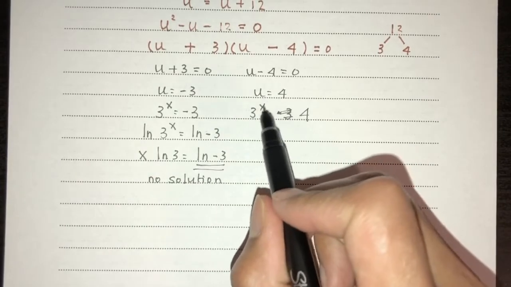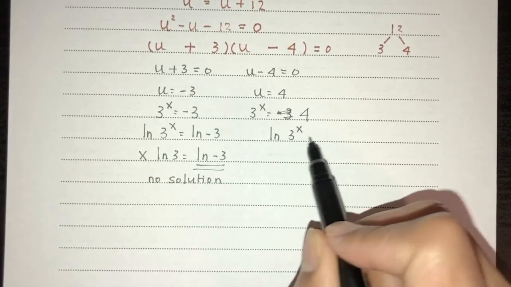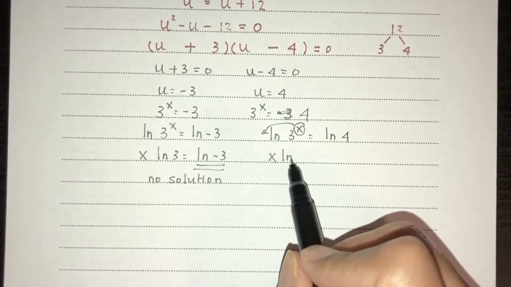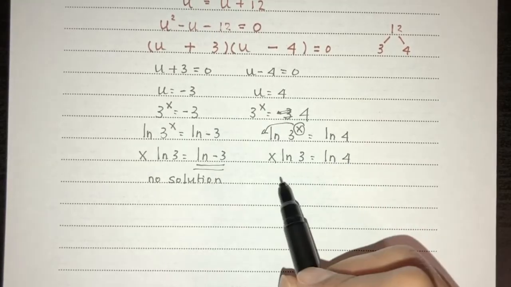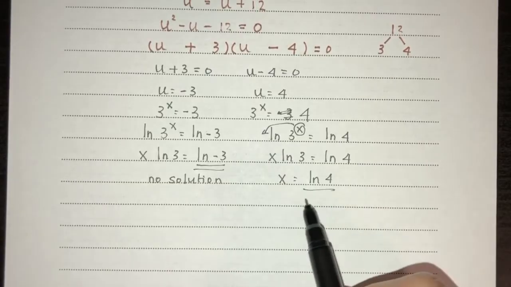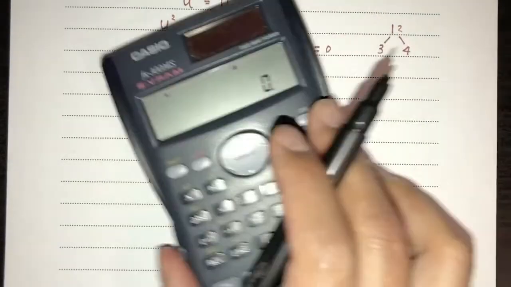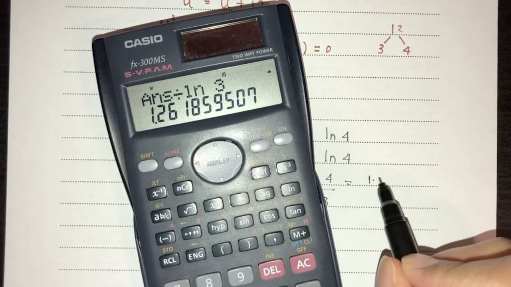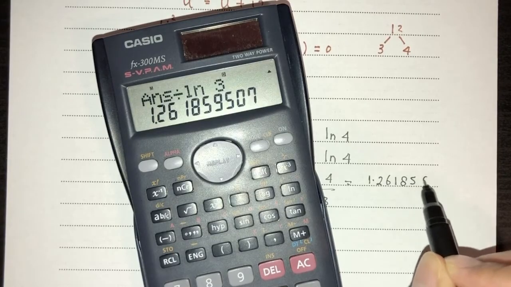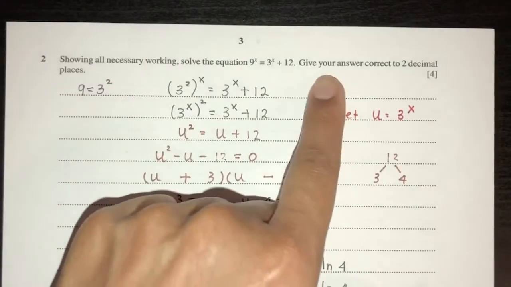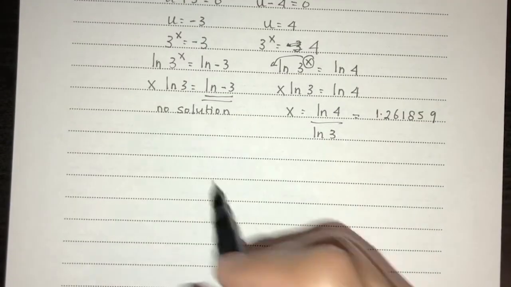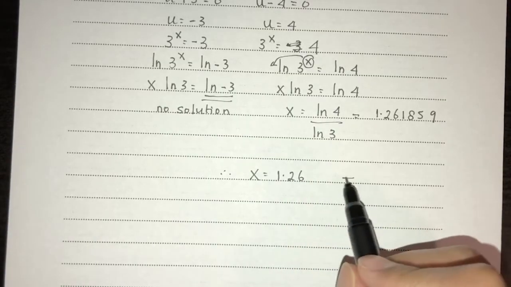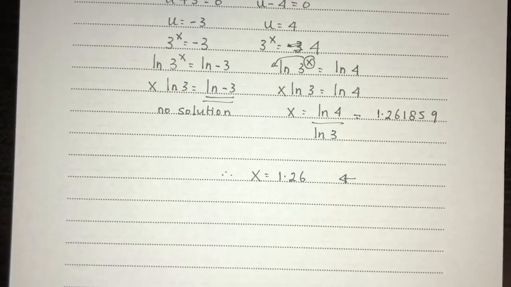Same steps to bring the x down, we have to take ln on both sides: ln 4. Now we can bring this down. You have x ln 3 is equal to ln 4. x will be ln 4 divided by ln 3, right? Now let's solve this. ln 4 divided by ln 3 should be 1.261859. Now going back to your question, give your answer correct to 2 decimal places. So finally, x is equal to 1.26. That will be your answer for question number 2.